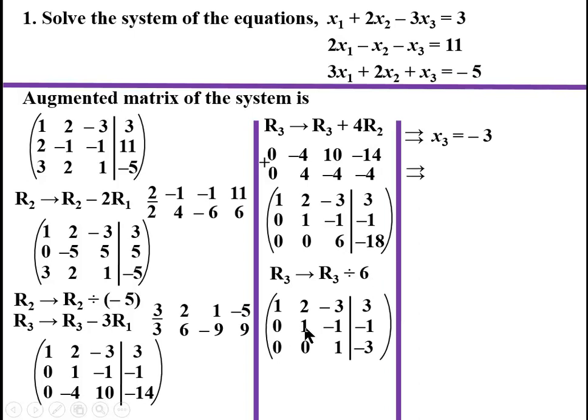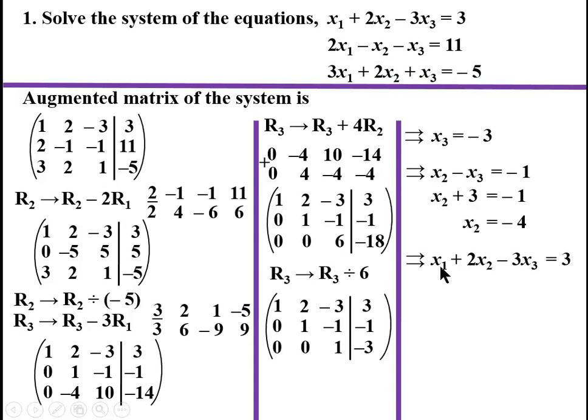Also, this is x2 minus x3 is equal to negative 1. Since we have gotten x3 to be negative 3, we now have x2, negative negative gives positive, so plus 3 is equal to negative 1. Taking this to this side, it becomes minus, so x2 becomes negative 4.